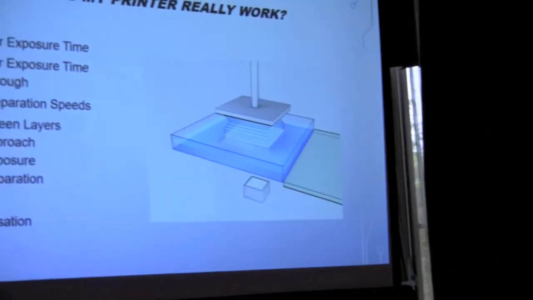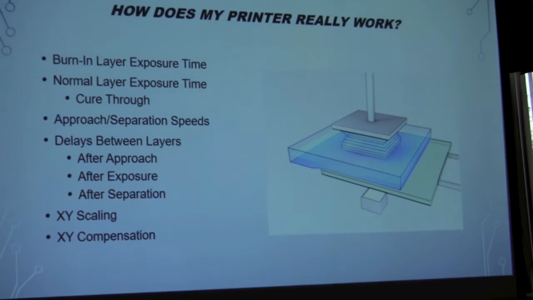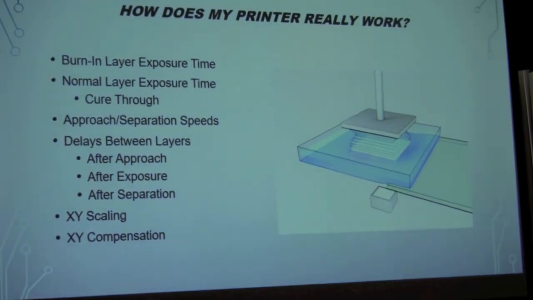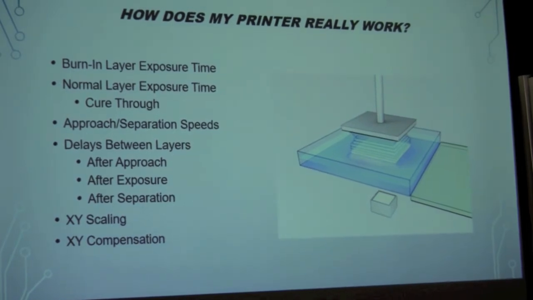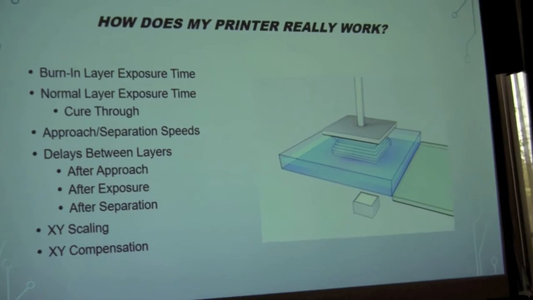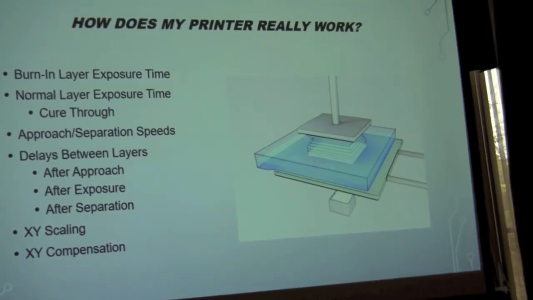So if we have a proper burn-in exposure time, now we have a normal layer exposure time. This is all the layers after that initial first layer. With that, it's going to be a lot less, maybe 3 seconds. For a mask LCD printer, it's probably a little bit longer because once again you have to draw on every single section. So if we have the first layer down, we have the second layers. It's pretty simple. After that, we just separate in between.